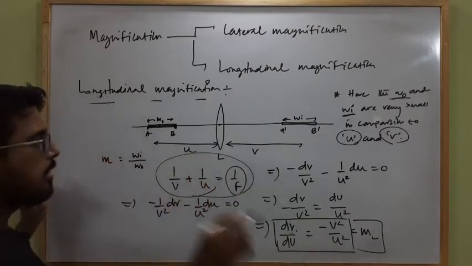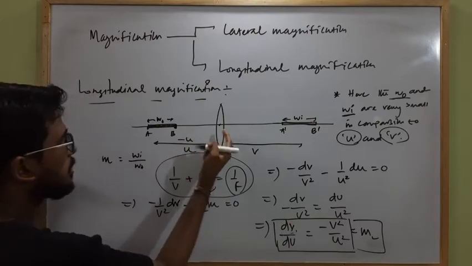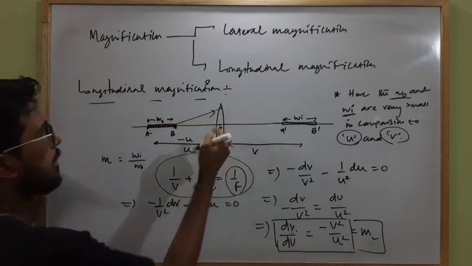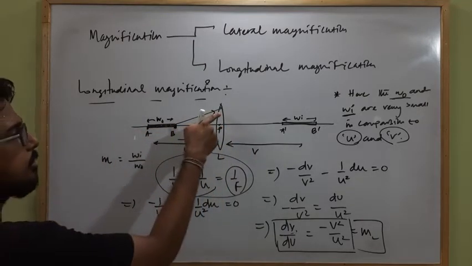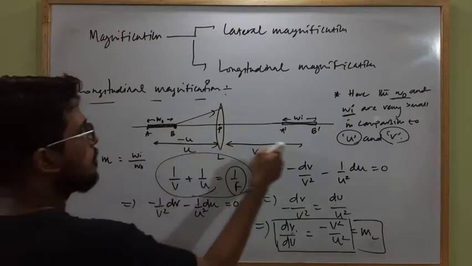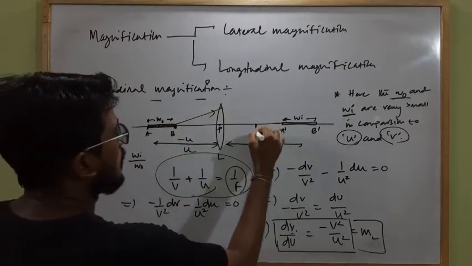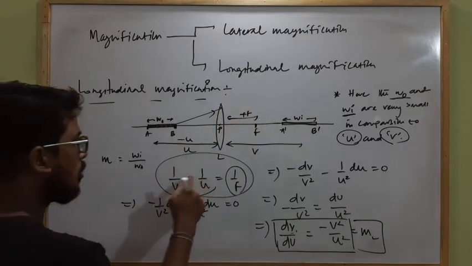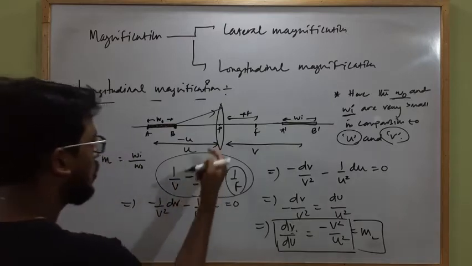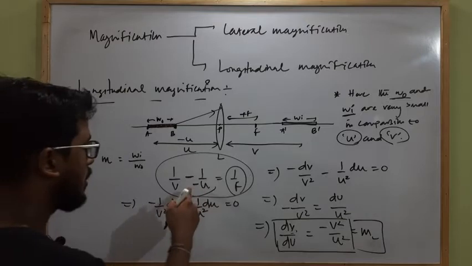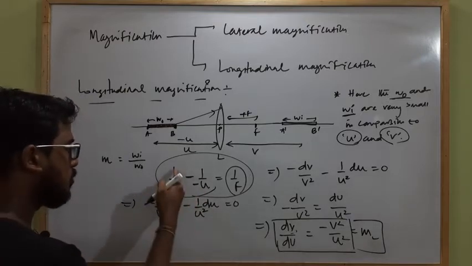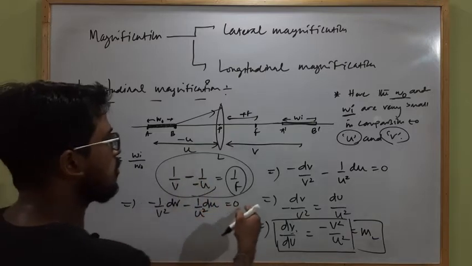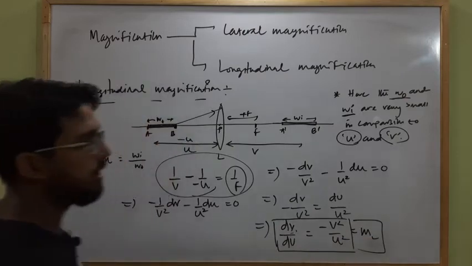You already understand? Because here u is minus u, because it is measured opposite to the direction of incident ray, because incident rays are traveling along this direction. This is the pole or optical center. So u is measured opposite to the direction of propagation of incident ray. That's why it is minus u. v is along the direction, and f, the focal length, is also positive for a convex lens. So 1 by v minus 1 by minus u becomes plus. Then by differentiating this, we get minus 1 by v square dv plus 1 by u square du equal to 0. By solving this, we get the longitudinal magnification.